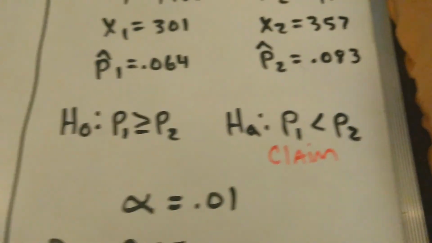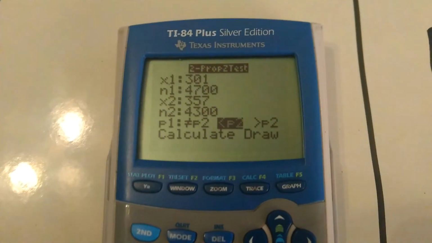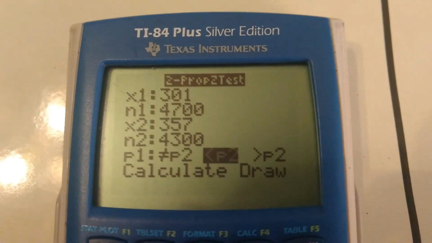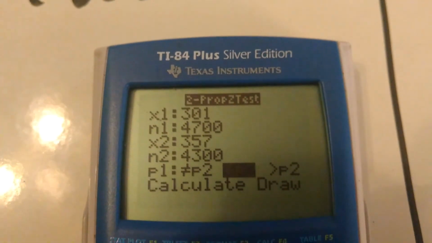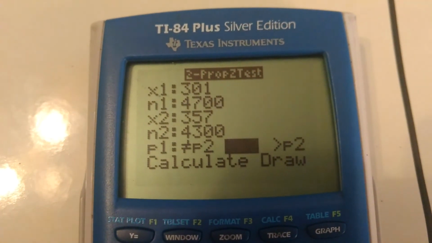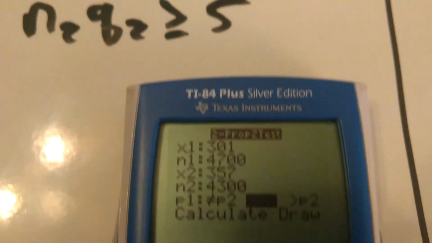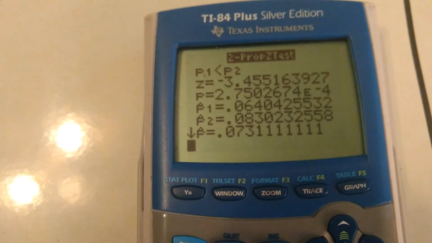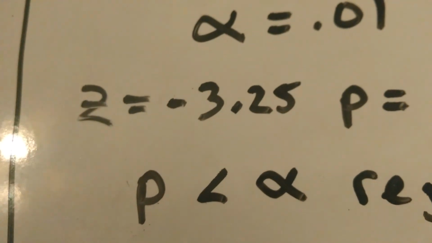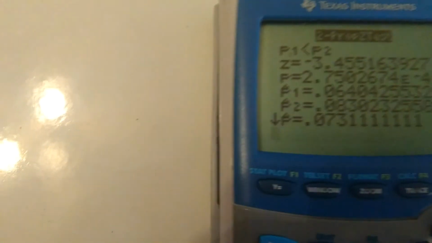Okay. If we go to the calculator, remember alpha is 0.01. Again, we're going to do the 2 proportion Z test. We plug 301 in for X1, 4,700 in for N1, 357 in for X2, 4,300 for N2. Our alternative hypothesis is less than. So now I'm going to move down to calculate. When I calculate, I get a Z, and again I'm rounding these Z's and P's off. So I get a Z of negative 3.25. I get a P of 2.75E-4. Make sure you understand.